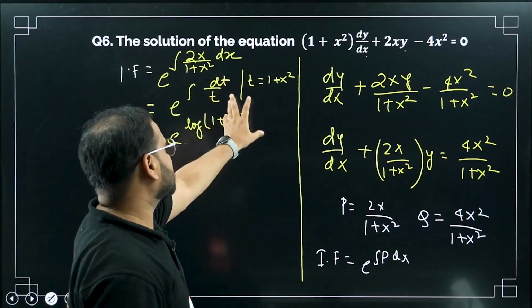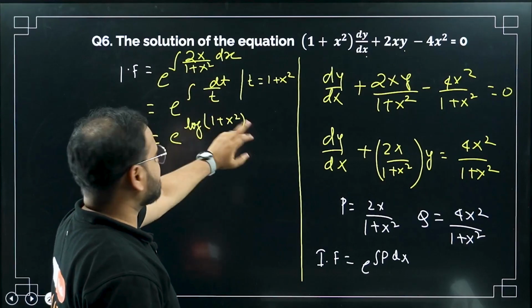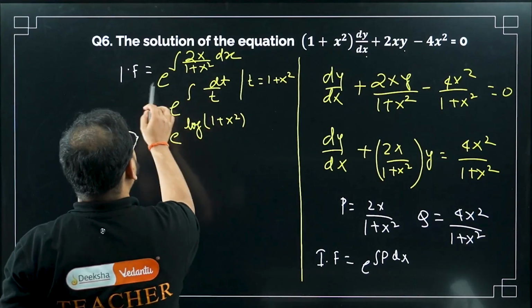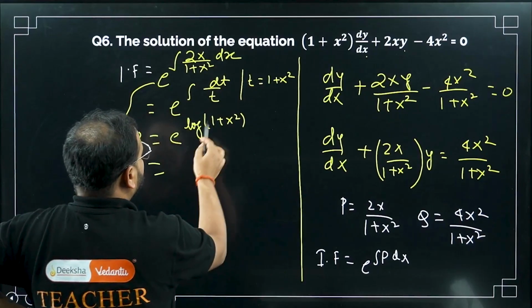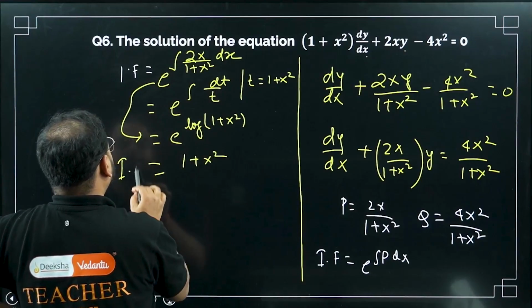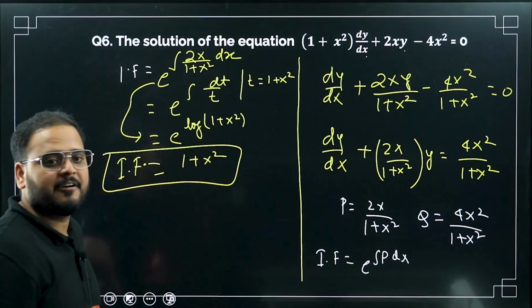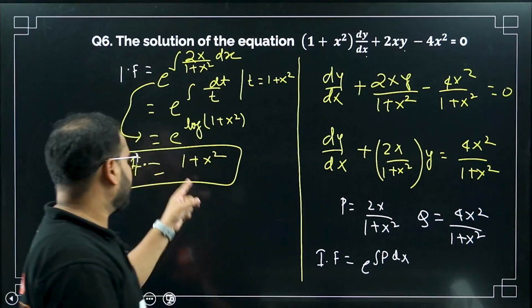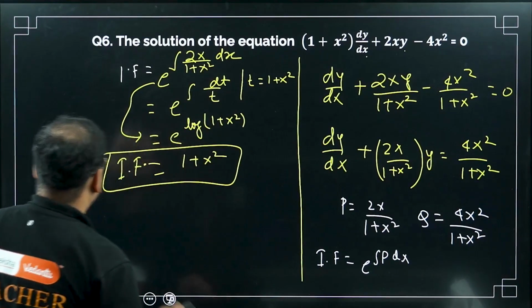In exam you don't have to write all the steps, even if it is a PU exam. Okay, you can write here e power log of 1 plus x square as my integrating factor. Means after this you can write this step also. Okay, so this will become what? e and log will cancel the effect. 1 plus x square. What is that, bachcha? This is my integrating factor. Check here. Correct, right?